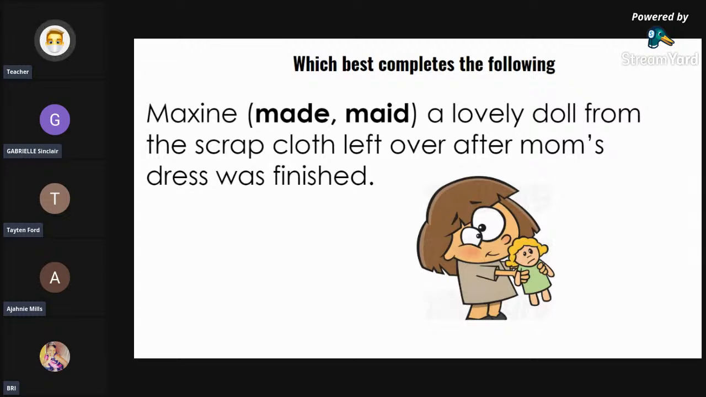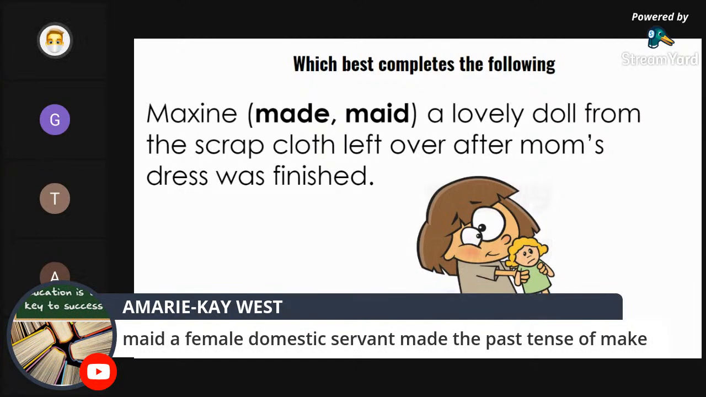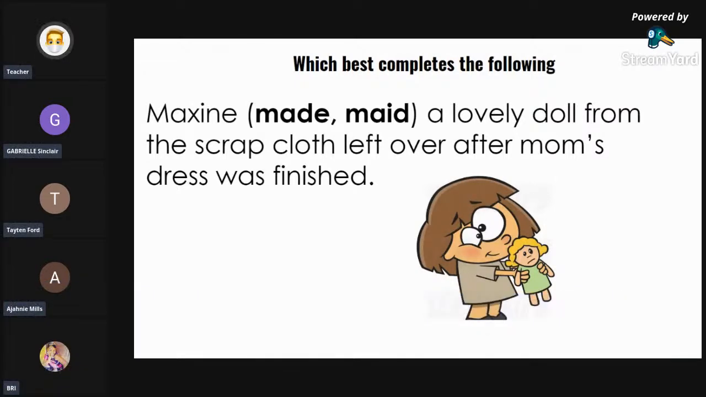A female domestic servant, says Amari. Is it Amari? Yes, Amari K. So a maid, a female domestic servant, while made is the past tense of make. Well done, Amari. Quick fingers there. Thank you very much, Amari. Thank you very much, Gabby. Great job on that one.